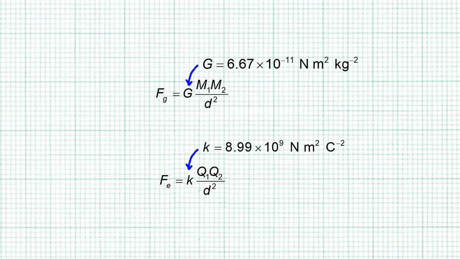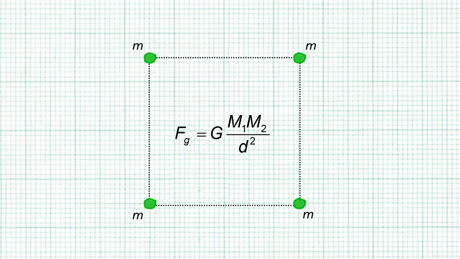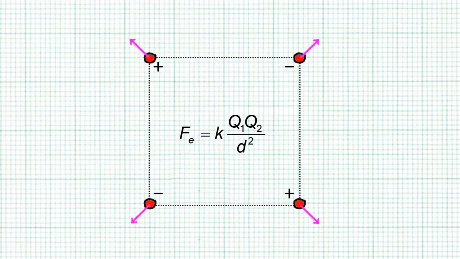But the major difference between electricity and gravitation is this. There is only one type of mass, and gravitational forces are always attractive. On the other hand, there are two types of charges, and electrical forces can be either repulsive or attractive. And this has made all the difference.